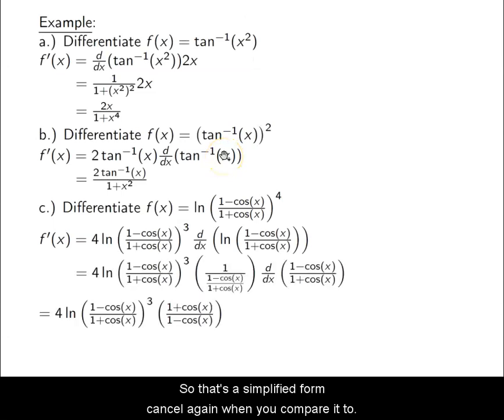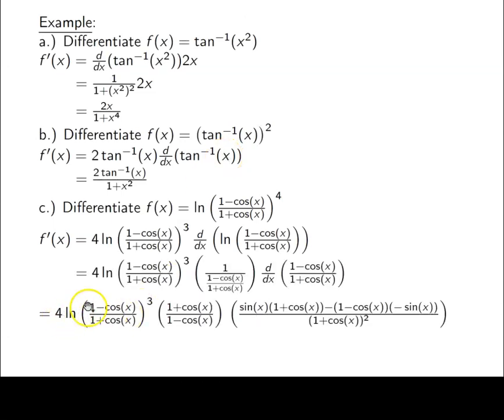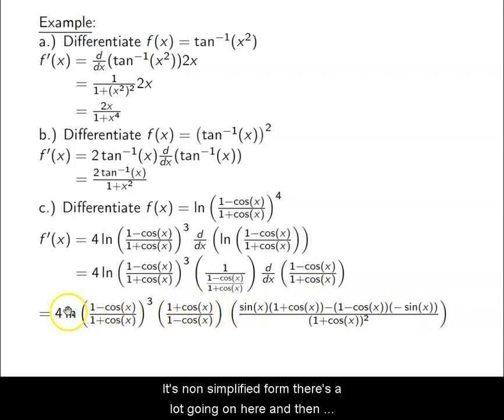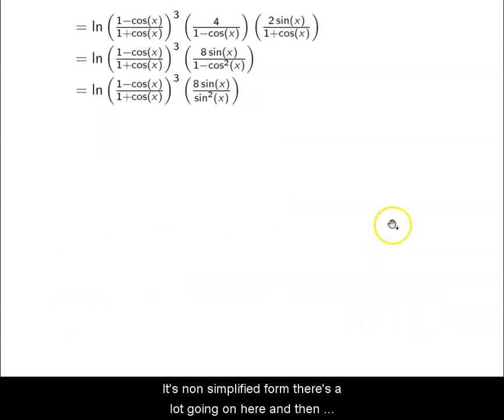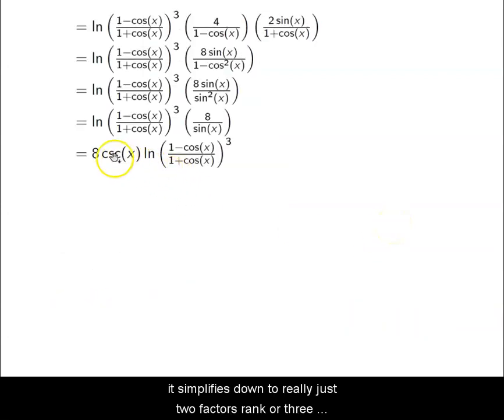Okay, so again, when you compare it to its non-simplified form, there's a lot going on here. And then it simplifies down to really just 2 factors, right? Or 3 factors if you include this 8.